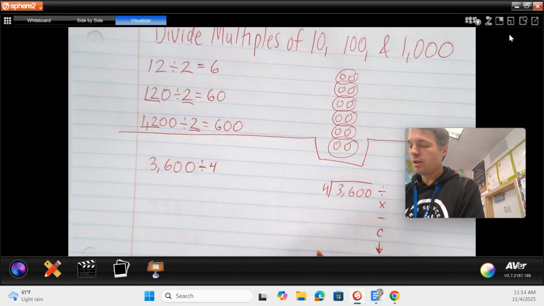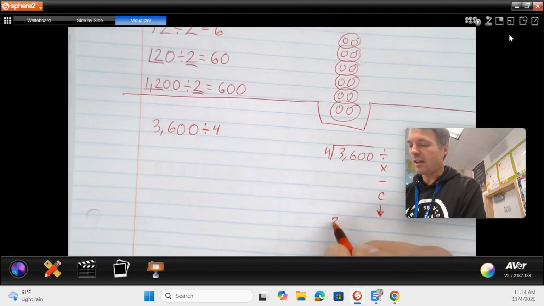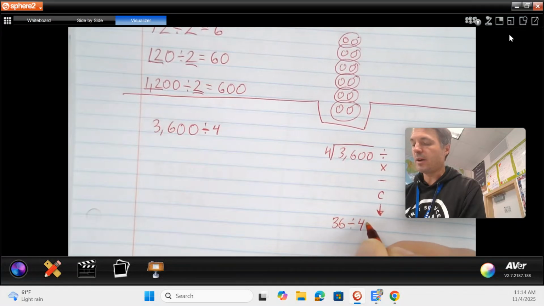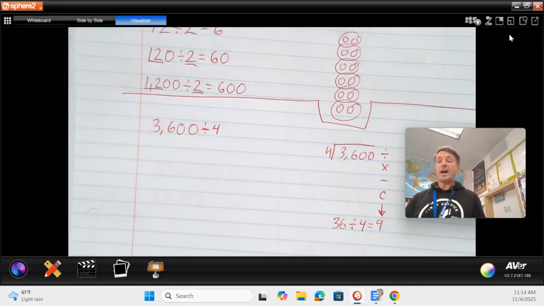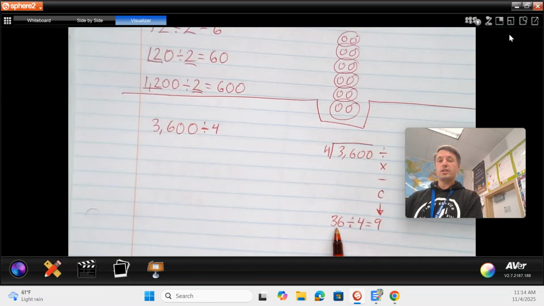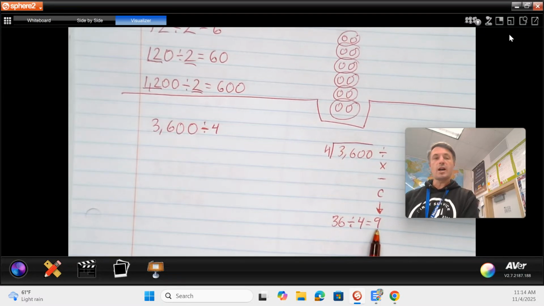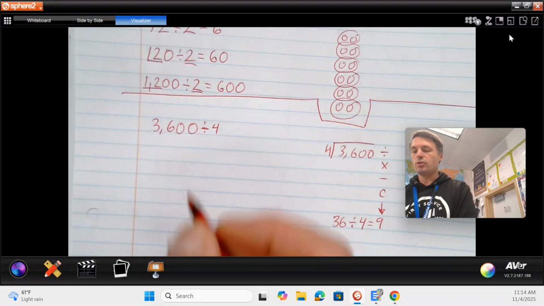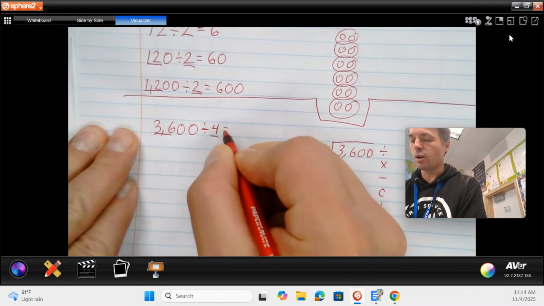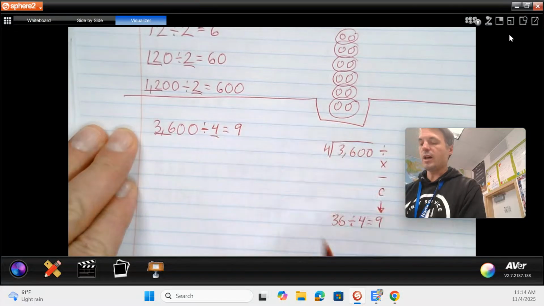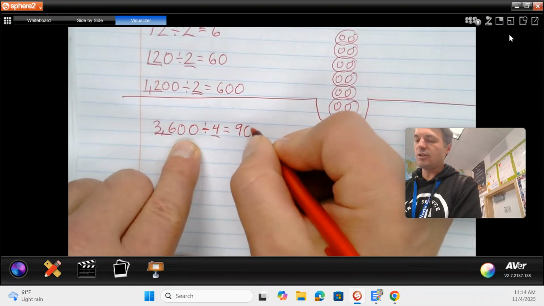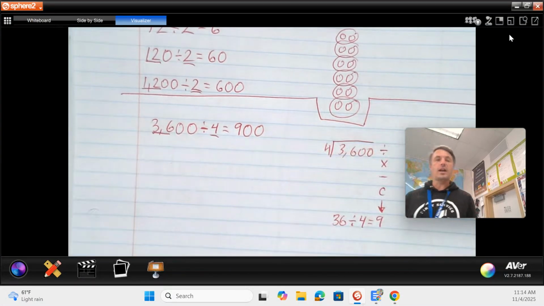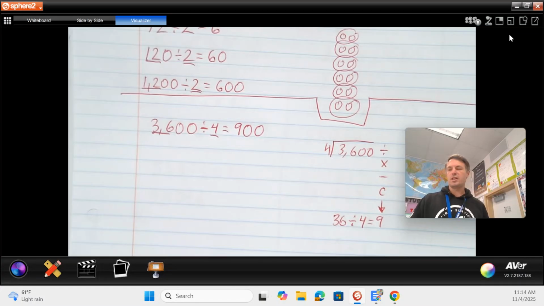Since you know that 36 divided by 4 equals 9, since you know that 4 times 9 equals 36, it's easy to do this problem too. Just look at the 36 and look at the 4. 36 divided by 4 is 9, and then since there are 2 zeros in the dividend, we just add 2 zeros to the right of the 9 in the quotient, and 3,600 divided by 4 is 900.